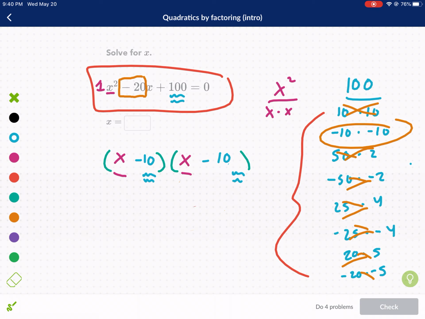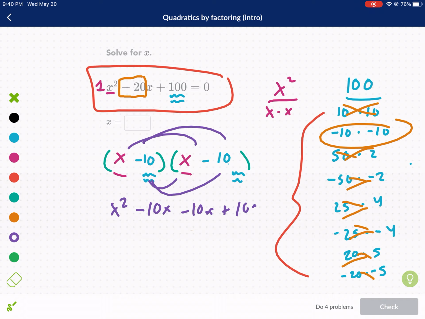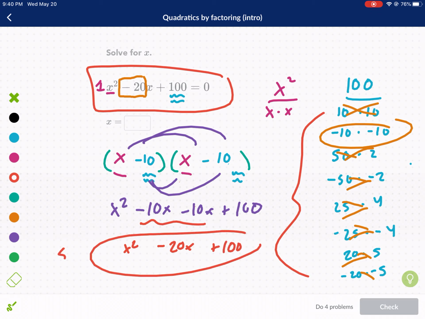once we FOIL, let me go ahead and get my purple out. Once we FOIL, we get x squared minus 10x, and then we get minus 10x plus 100 when we do negative 10 times negative 10. The only terms that are in common are these, and it gets negative 20x, and then we have x squared plus 100. See how we get the same thing? This is standard form. This is factored form. Factored form is very useful, which is why factoring is a thing in general. Okay, so x minus 10 and x minus 10 are answers.